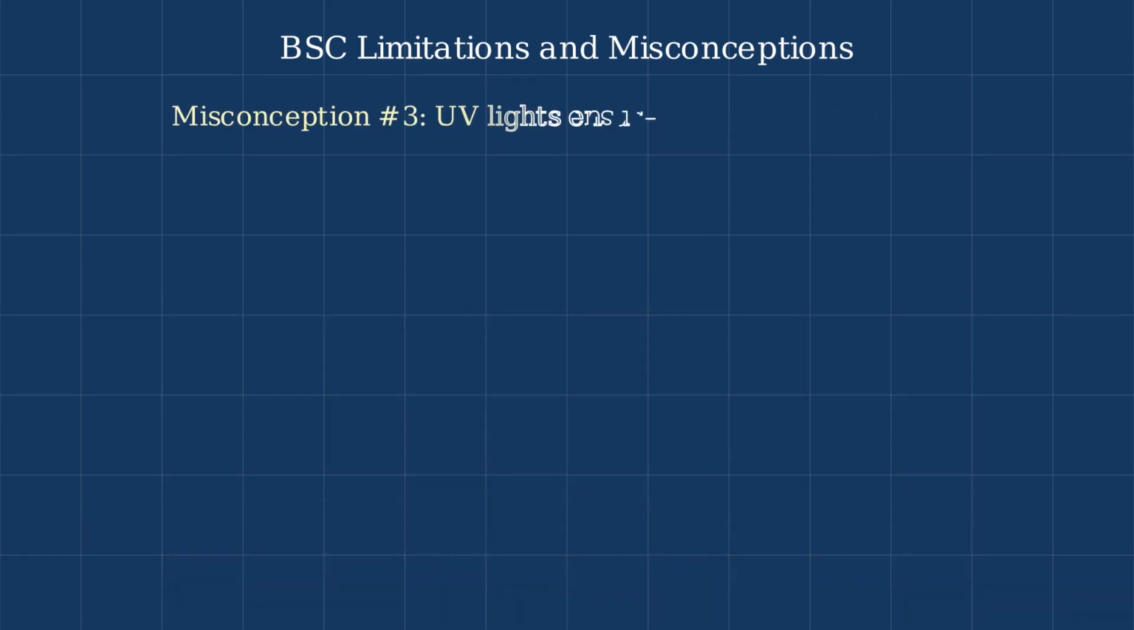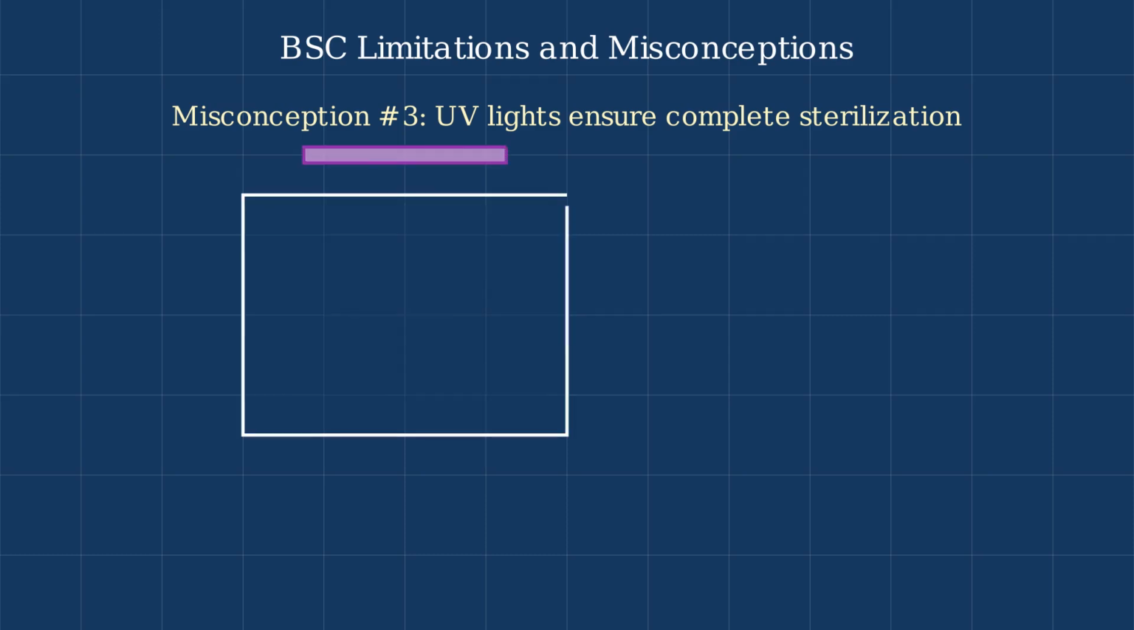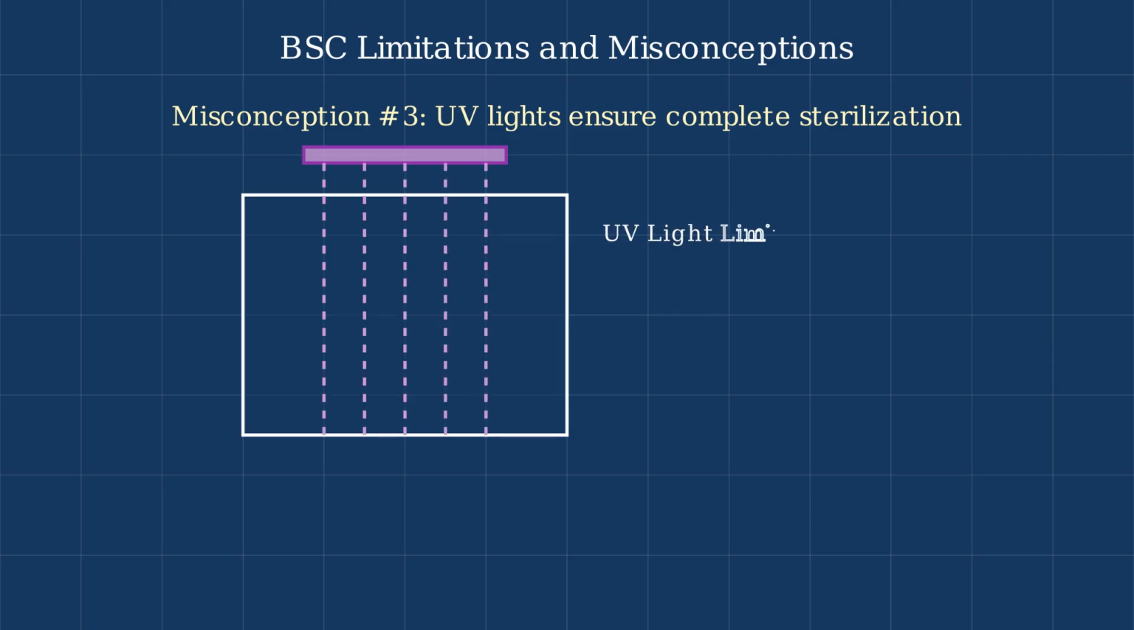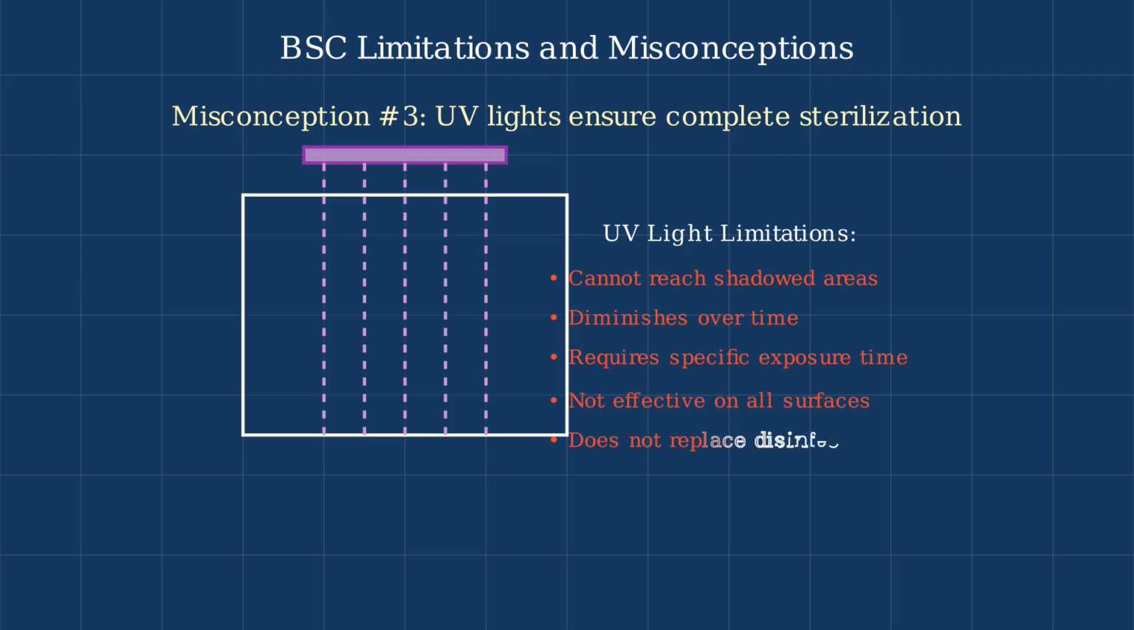A widespread misconception is that UV lights in biosafety cabinets provide complete sterilization. While UV lights can help reduce microbial contamination, they have significant limitations. UV light cannot reach shadowed areas, diminishes in effectiveness over time, and requires specific exposure times to be effective. Additionally, UV light is not effective on all surfaces and should never replace proper chemical disinfection protocols.